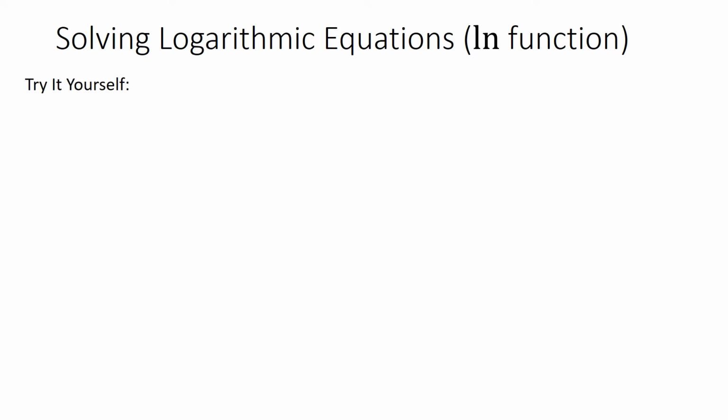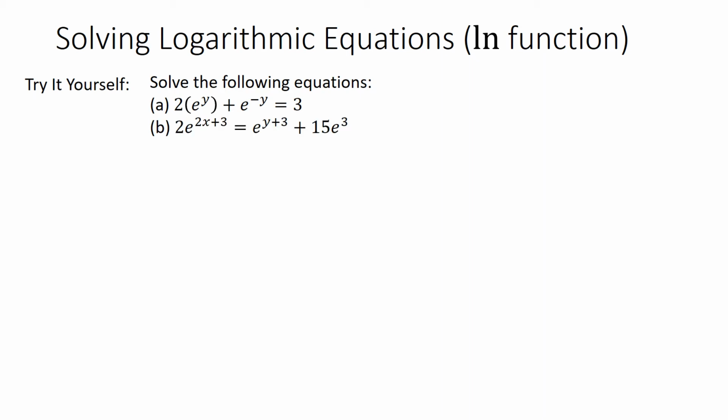Here is a similar example that you can try yourself. Solve the following equations. A, 2 times e to the power of y plus e to the power of negative y equals 3. B, 2 times e to the power of 2x plus 3 equals e to the power of y plus 3 plus 15e cubed. You can pause the video and try to do it yourself.